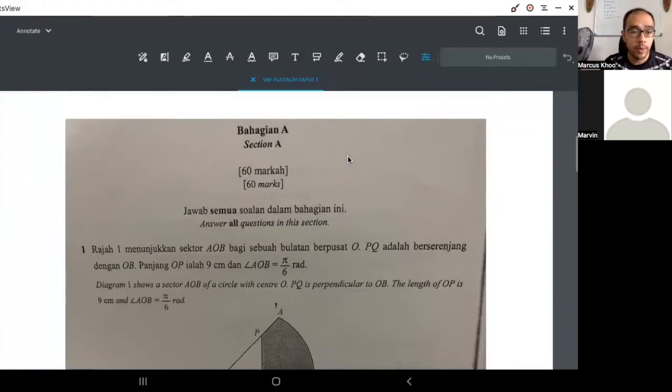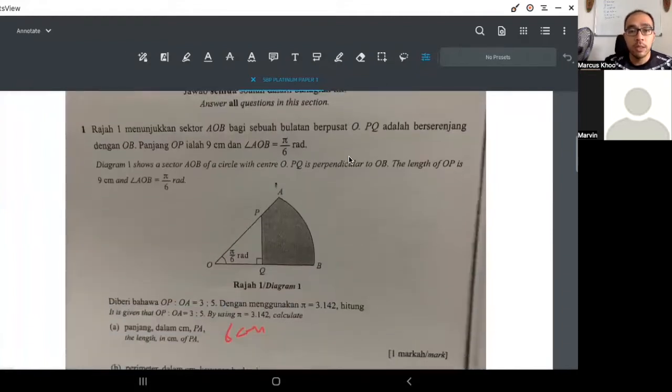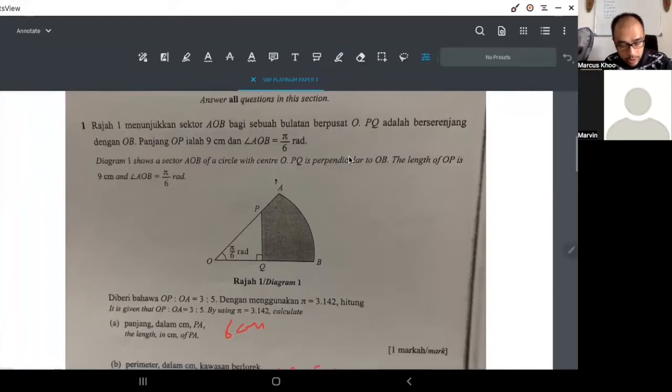Okay, so diagram 1 shows a sector AOB of a circle with center O. PQ is perpendicular to OB. Okay, so it's 90 degrees here. The length of OP is 9 and angle AOB is pi over 6 radian. Okay, so pi over 6 is 30 degrees. Okay, 30 darjah lah. And then dia bagi OP to OA.